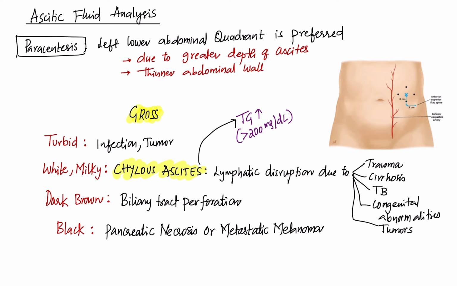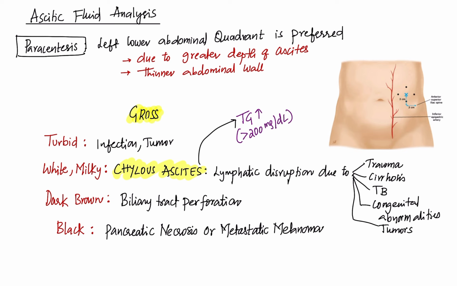One of the important biochemical parameters: when you do serum analysis or ascitic fluid biochemical analysis, the triglyceride count is high. That is, you see hypertriglyceridemia when you do ascitic fluid analysis. The levels will be more than 200 mg per deciliter. It can reach even up to 1000 mg per deciliter. So what is my point of importance here? You need to understand that there is a condition called chylous ascites, where the gross appearance is white and milky and it is characterized by increased triglyceride levels.